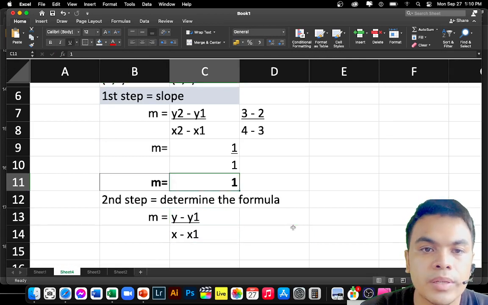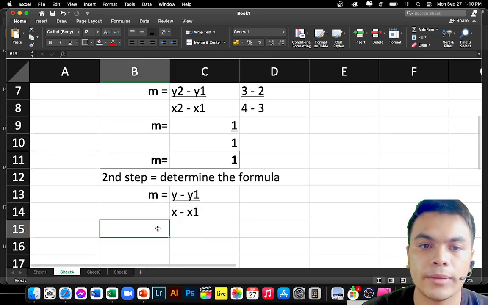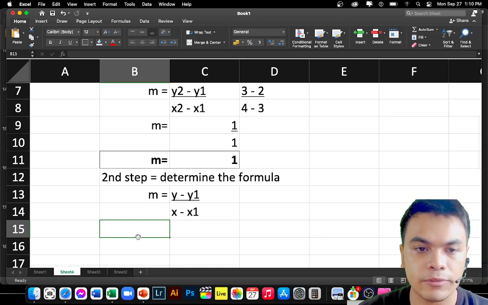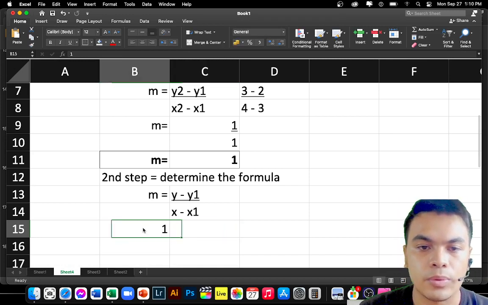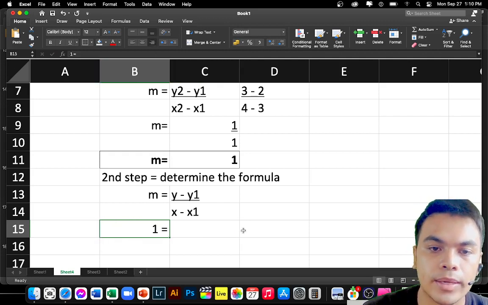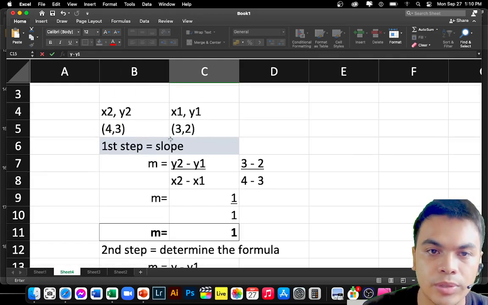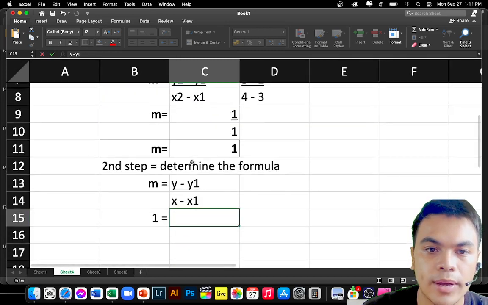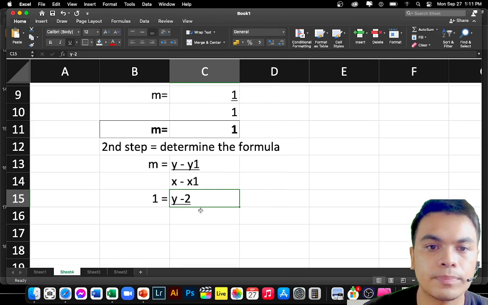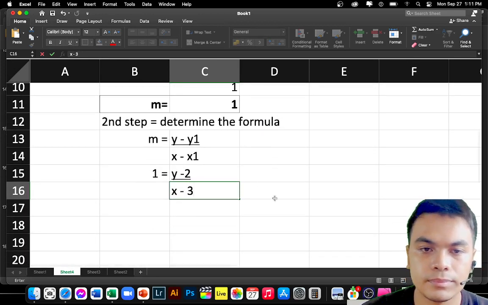And we substitute. Using any of these coordinates, we can either use 4, 3, or 3, 2. What is our slope again? This is our slope, a positive slope, an upward slope from left to right. So, 1 is equal to y minus, let's use the first set of coordinates, y minus 2 over x minus 3.